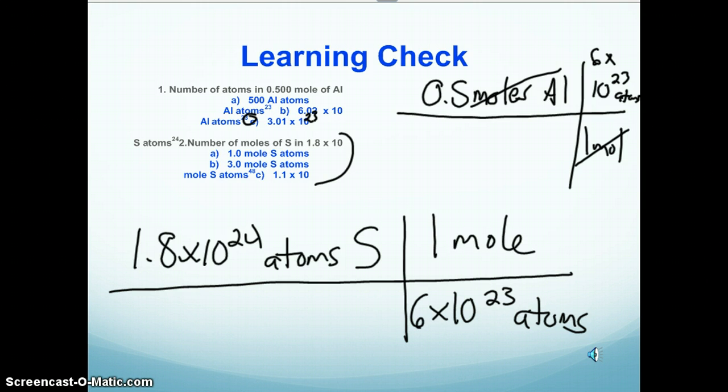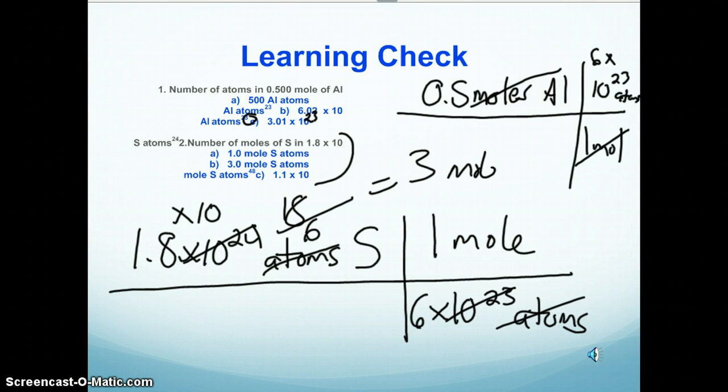Again, 10 to the 23rd would cancel. Atoms cancel. You still have 110 up here. So you'd get 18 over 6, which equals 3 moles. All right, a bit messy, but I think you follow me.